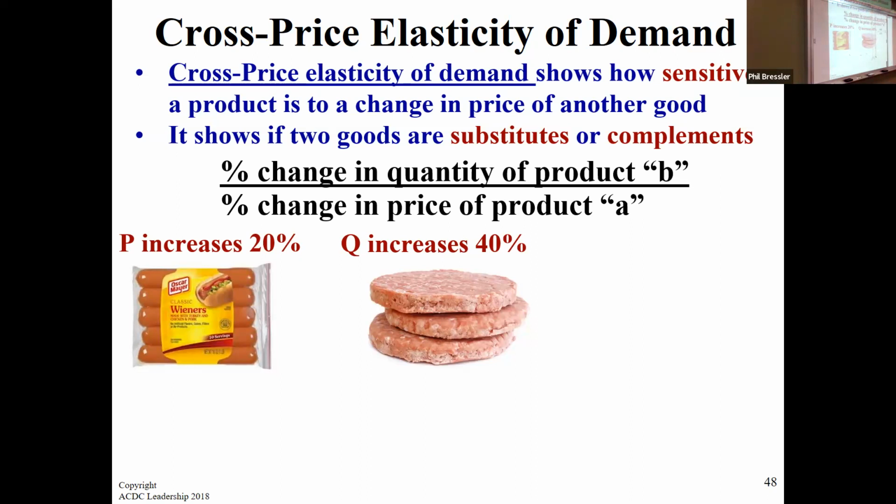Let's choose a positive or a negative number. Positive. Positive numbers are going to represent substitutes. Take a second to think about it, right? If the price of hot dogs goes up, the demand for hamburgers increases. So substitutes go in the same direction. So a positive number is going to be a substitute.